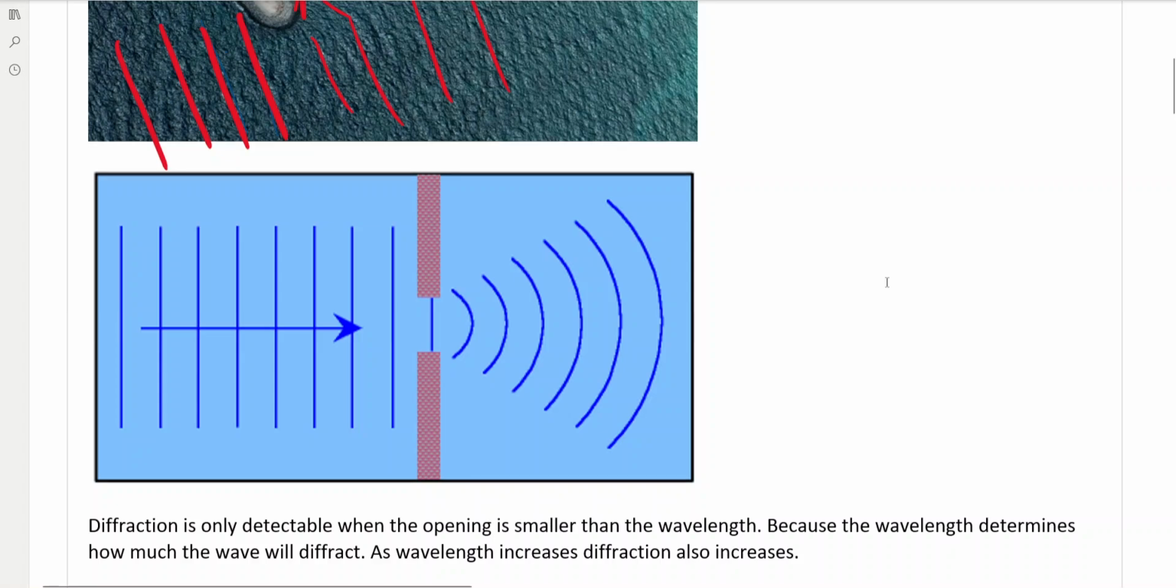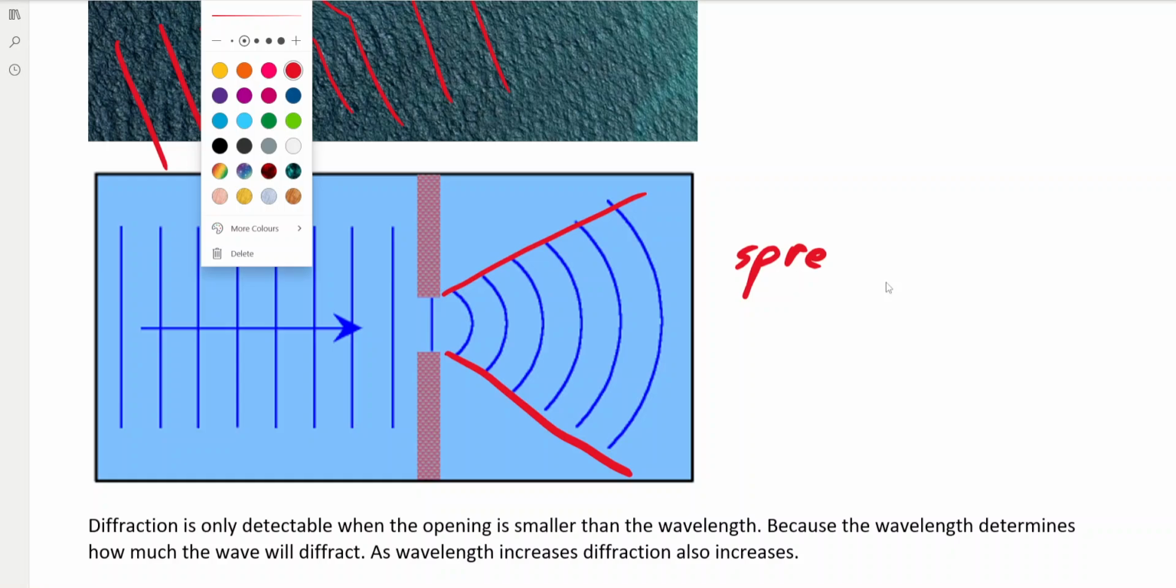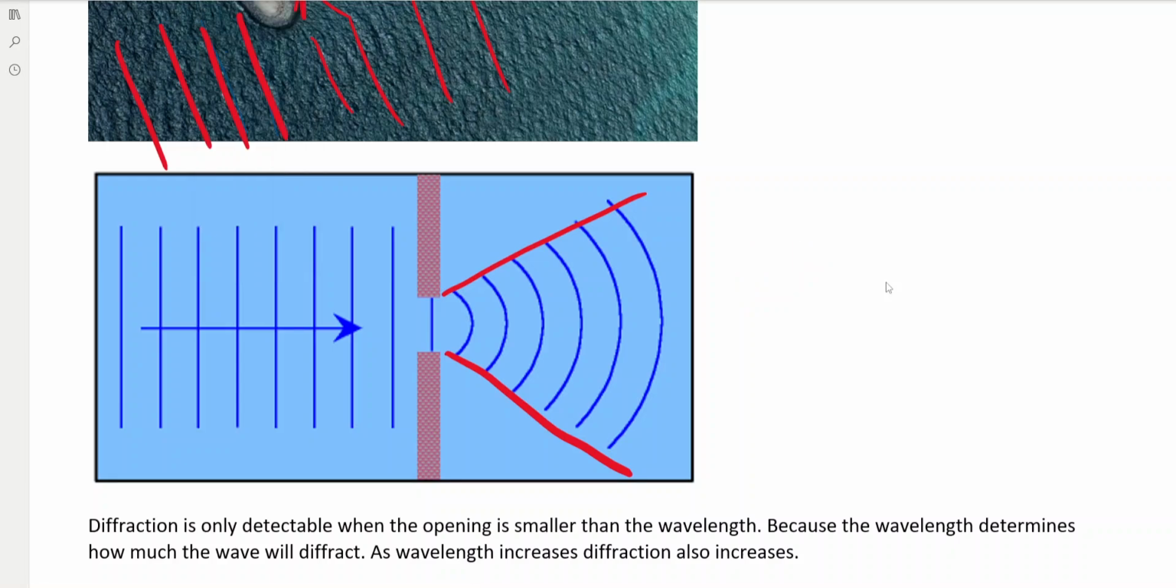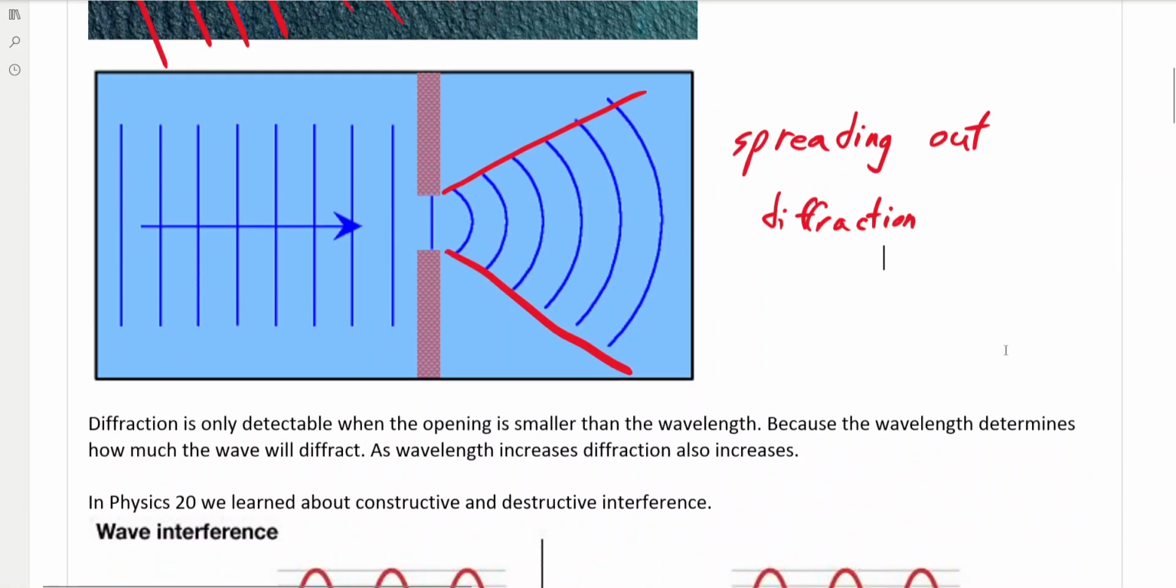So the waves come in from the left, they hit a slit, a hole, and so they start to spread out. This spreading out of a wave is diffraction. That's the idea of diffraction. It's when the light spreads out when it goes around a corner, and that's why it "bends" around a corner.